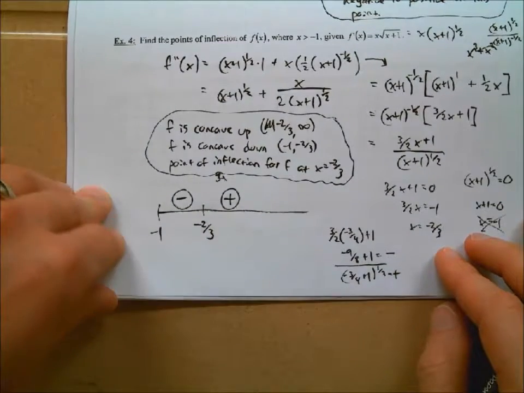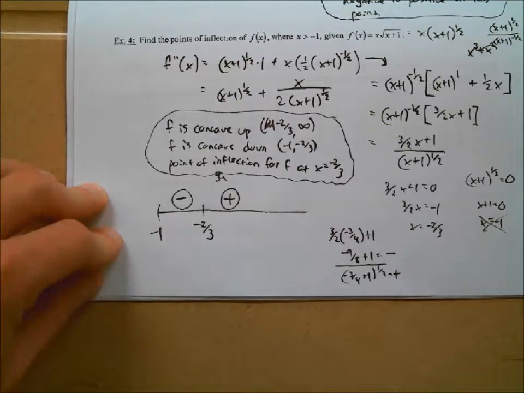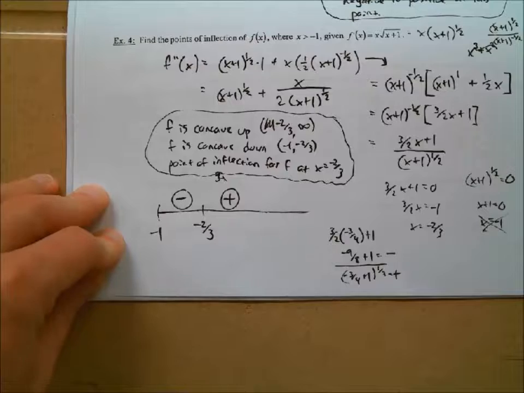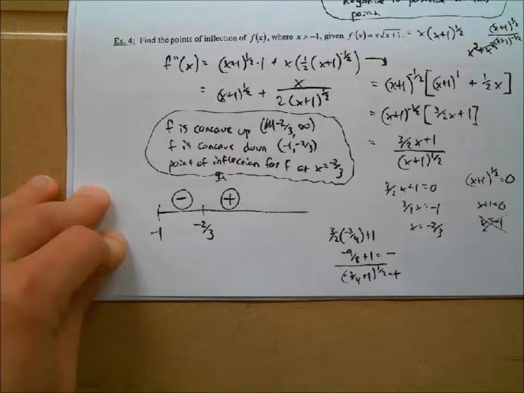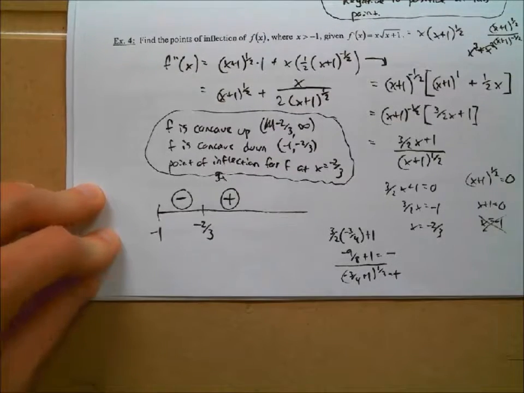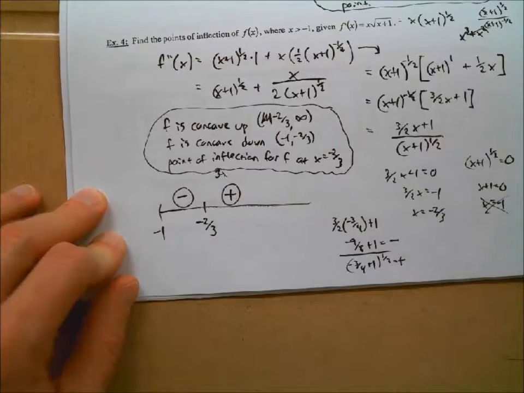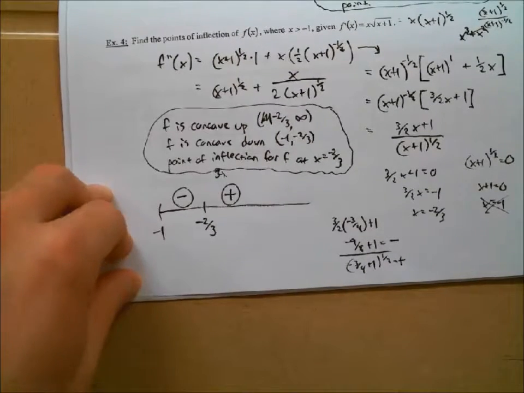Yes, Steve. So in order for there to be a point of inflection, it has to go from negative to positive or positive to negative? Correct. The second derivative must change from negative to positive or positive to negative, which would indicate that the function is changing from concave up to concave down or concave down to concave up.